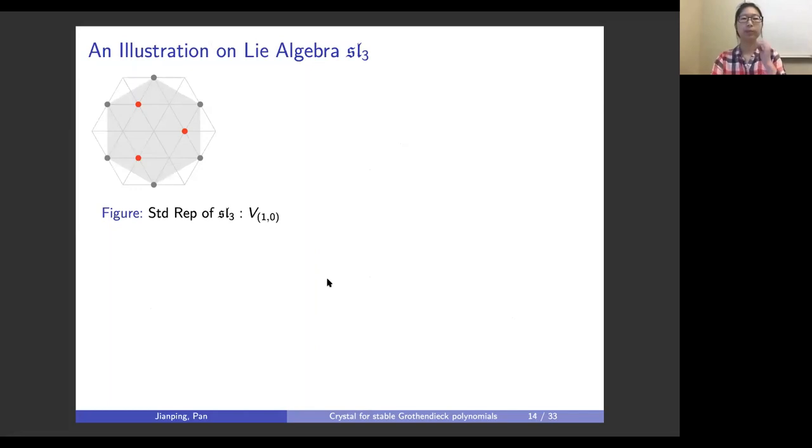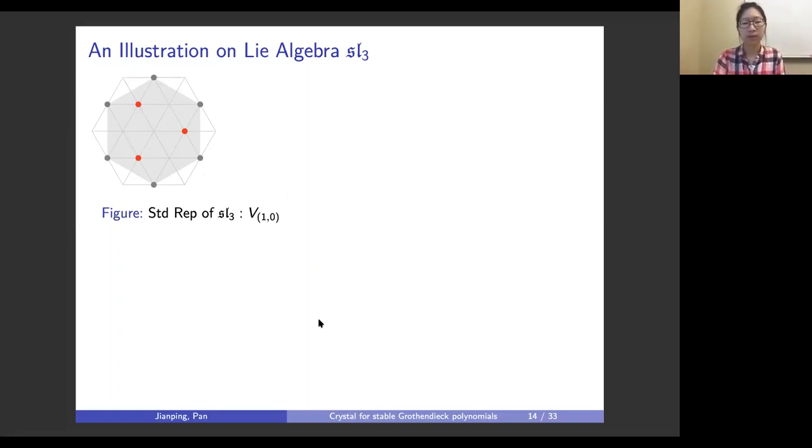Here I have drawn the standard representation of SL3, which is the type A2 Lie algebra, the 3x3 traceless matrices. The background lattice is the weight lattice. Around, the 6 gray dots are the roots, and the red dots are the weights of the standard representation. Some people use L1, L2, L3, some people use E.